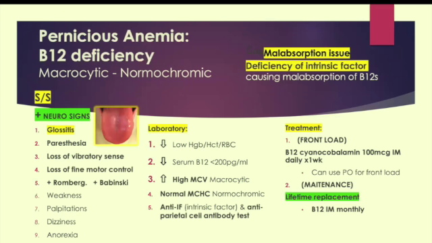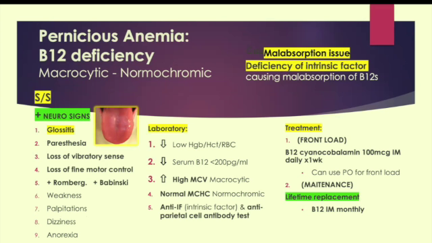This is pernicious anemia, which is B12 deficiency. It is a macrocytic normochromic anemia, and it is because of a malabsorption issue and a deficiency of intrinsic factors that cause the malabsorption of B12. So again, pernicious anemia is a malabsorption issue.